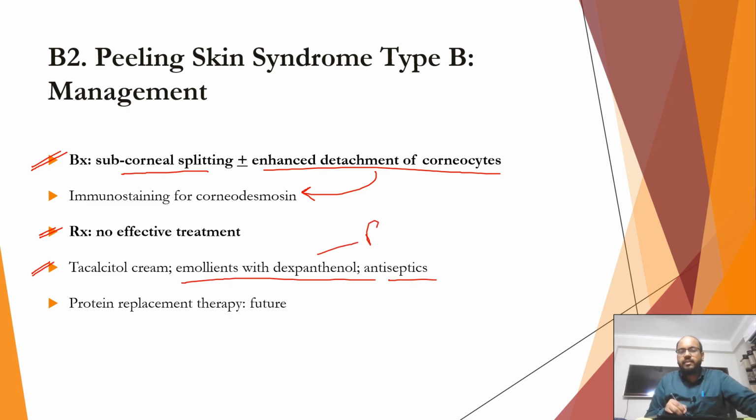So these are the agents which Rook's mentioned. But what you can use is a good amount of emollient, paraffin-based emollients, antihistamines, or sedative agents for itching, and antiseptics, because the skin barrier is not working properly, so recurrent infections can happen. Protein replacement therapy is in the future. That means you replace the defective protein and then everything should be all right. Okay, let's move forward.